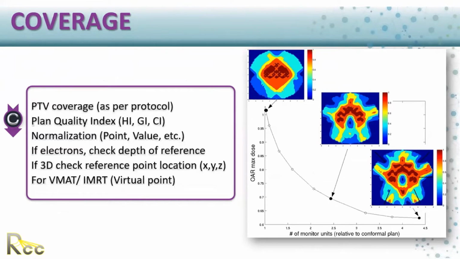If electrons, check the depth of reference. If 3D, check the reference point location. For VMAT and IMRT, usually we use a virtual point, unless you are using 3D or a new calculation software, third-party software, then you have to use a location for that point, and the system can give you an indication of what is the dose at that point.